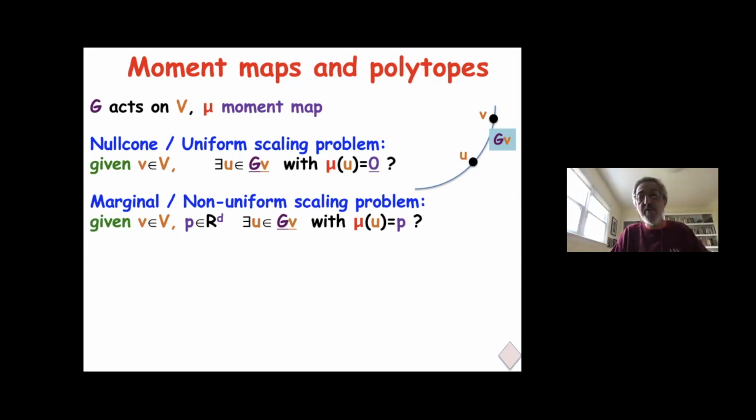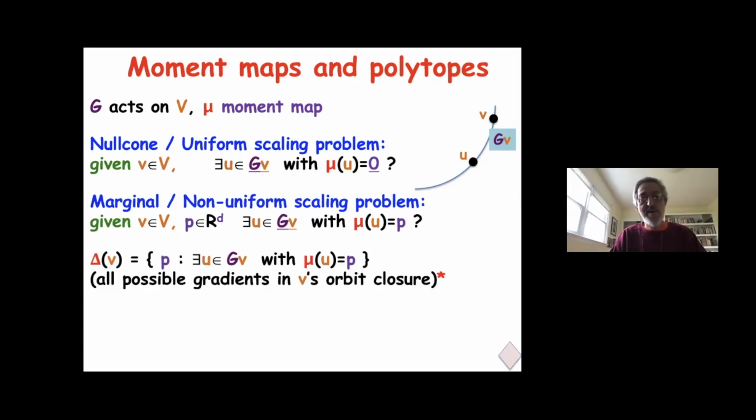So okay, let me talk about the non-uniform case. I said it essentially is a problem that looks very similar. It just asks for a point in the orbit that has some other vector as its moment map. So this is a much more general problem. Given this problem, you might as well ask the following: let's look at the object that collects all the gradients along the orbit. Let's give it a name, delta of V.